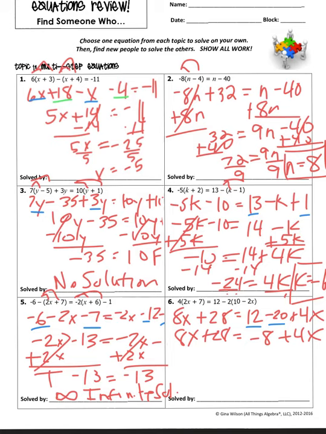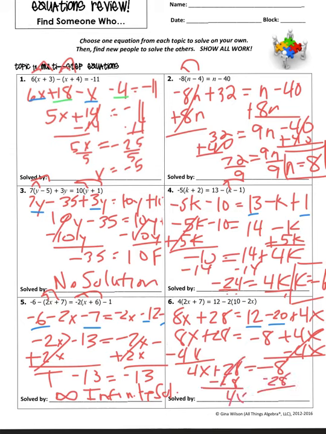Let's get the x's on one side. I'm going to subtract 4x from both sides. Okay, those cancel, and negative 8 equals 4x plus 28. I'm going to subtract 28 from both sides. 4x equals negative 36. And then, of course, just divide by 4. X equals negative 9.